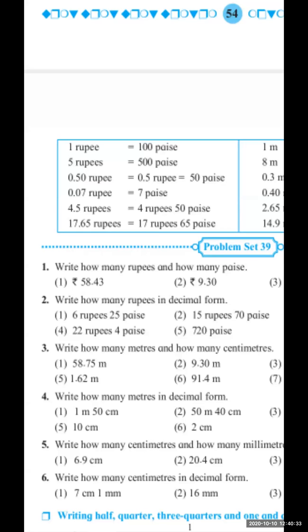Now before starting the problems, please clear some concepts. Okay, now 1 rupee is equal to 100 paise. Everyone knows 1 rupee is equal to 100 paise. If 1 rupee means 100 paise, then 5 rupees means 500 paise. Correct? 6 rupees means 600 paise. 10 rupees means 1000 paise. You are multiplying that number of rupees by 100 only.